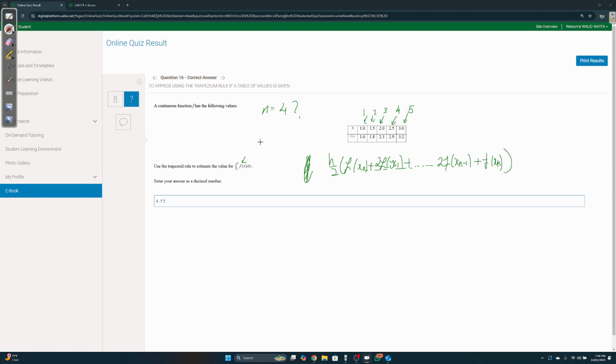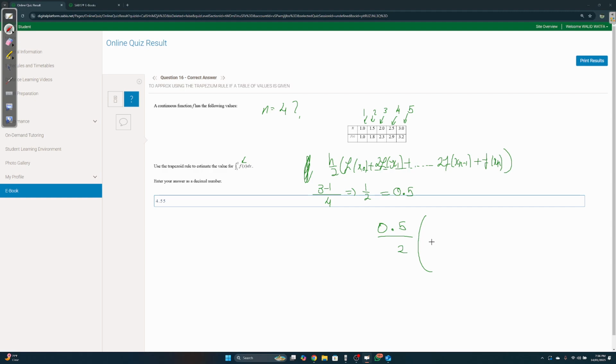Okay, let's see. h is always equal to (b minus a) over n. So 3 minus 1 over n, which is 4. So which is, in other words, 1 over 2. Okay? So in other words, it's 0.5. So h is 0.5. Don't keep it as a fraction, keep it as a number. So 0.5 over 2. Start.